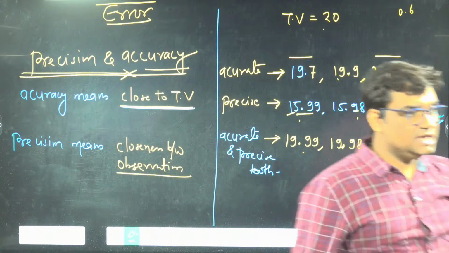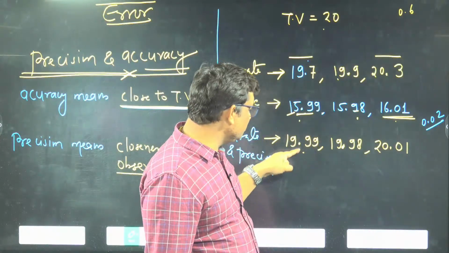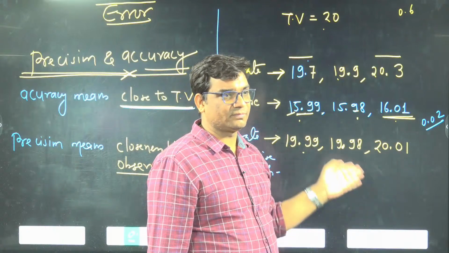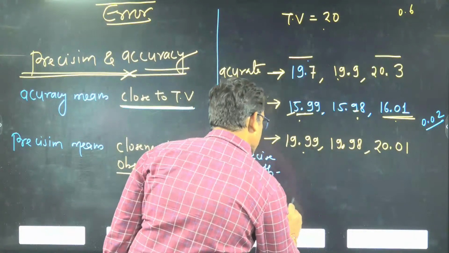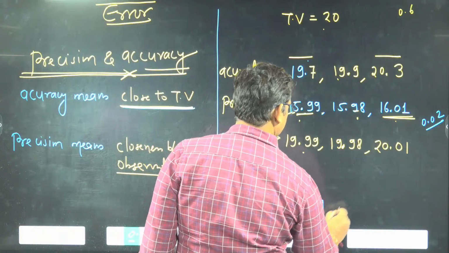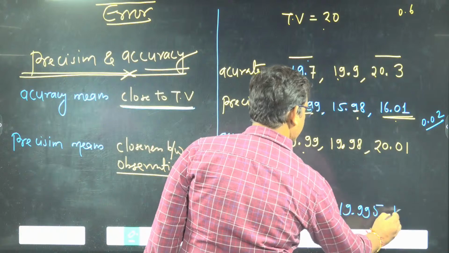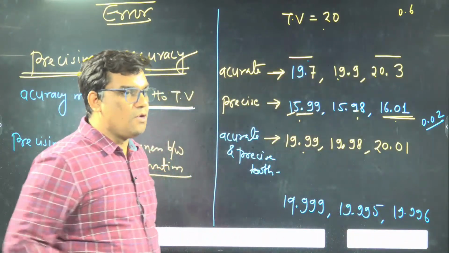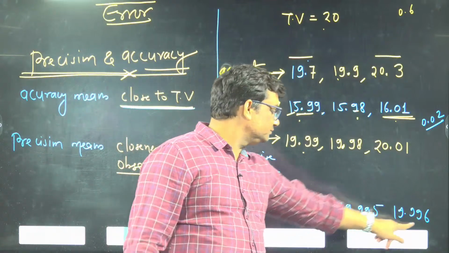He is going up to only one decimal place, but this person is going up to two decimal places. So who is more accurate? This one. Suppose someone got readings like this: 19.999, 19.995, 19.996. Now who is the most precise? Then you can say this person is.